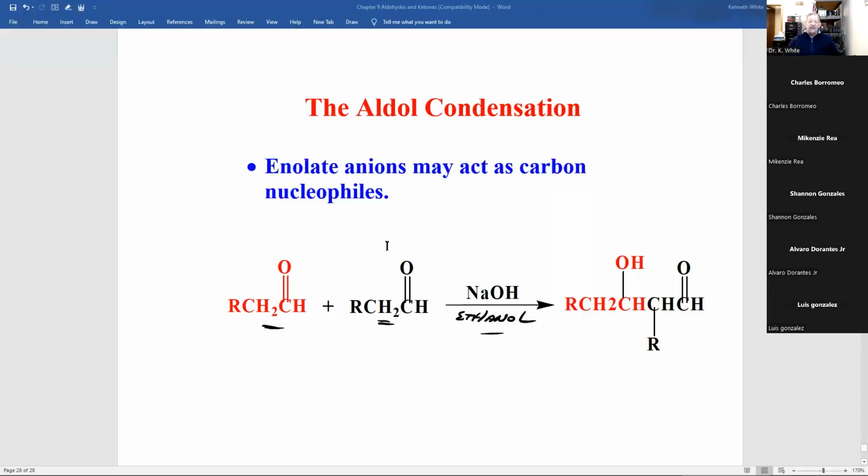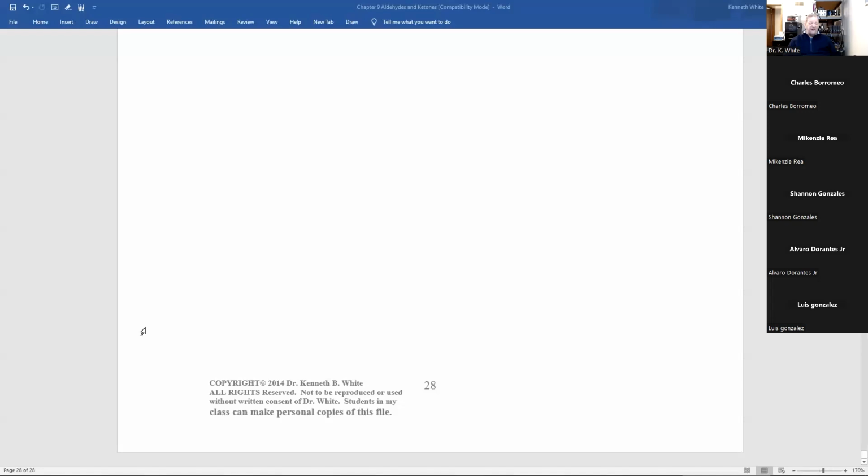Now, let's get back to the aldehydes and ketones chapter. We've just finished the aldol condensation. If you scroll down, we're done with this chapter. Notice in the lower left-hand corner of your screen, I'm on page 28 of 28. We're done with the aldehydes and ketones chapter. Let me close that file because we don't need it anymore right now. I have covered everything that will be on test number 2.